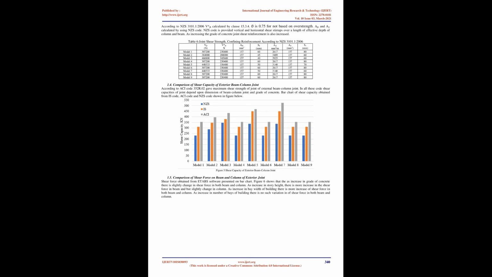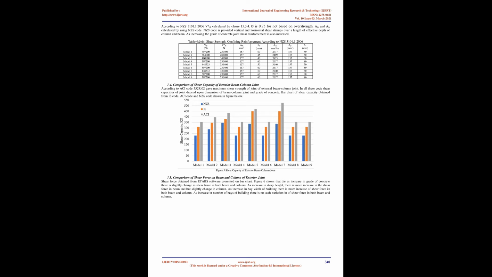Model 6, M20 concrete, bay width 3.5 m, story height 3 m, 3-story, 3x3 bay building. Model 7, M20 concrete, bay width 4 m, story height 3 m, 3-story, 3x3 bay building. Model 8, M20 concrete, bay width 3 m, story height 3 m, 3-story, 4x4 bay building. Model 9, M20 concrete, bay width 3 m, story height 3 m, 3-story, 2x2 bay building.